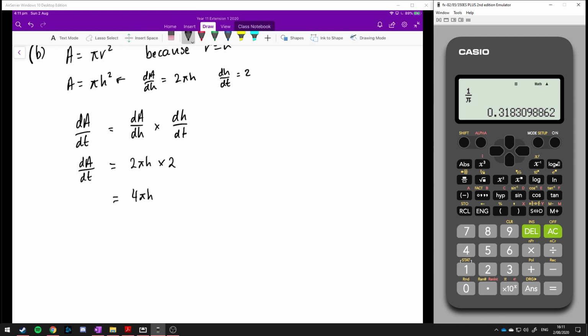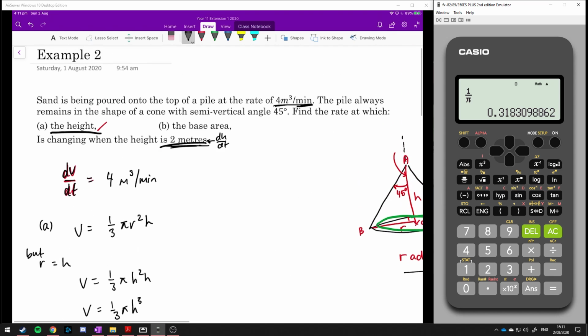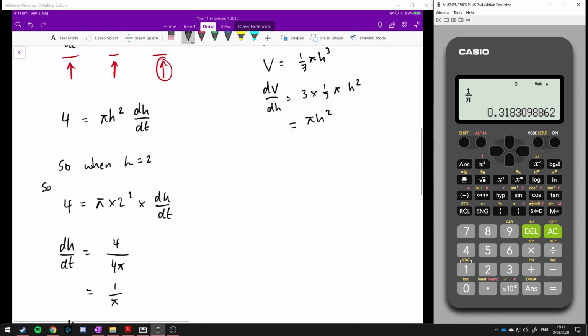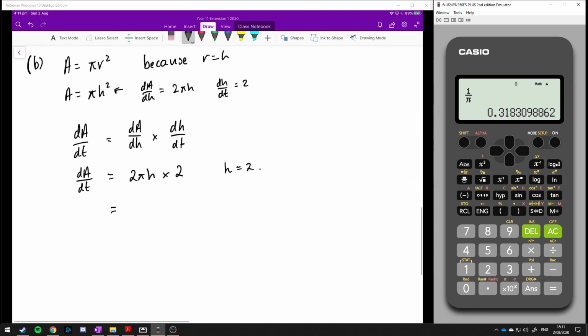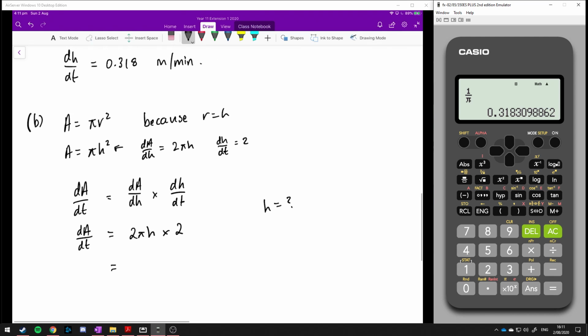4 pi h. And I should have also mentioned before we did this step, I started to get ahead of myself, 2 pi h times 2, that part's fine, but we know that h is equal to 2. So remember, that's what our height is. Oh, sorry, that's the change in the height, isn't it? So our height is what we need to find. We need to actually work out what the height is at that point. So how do we find what the height is at that point? Well, we can substitute it into our area formula.